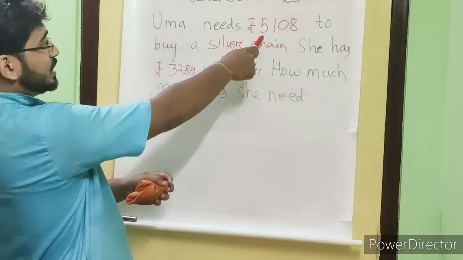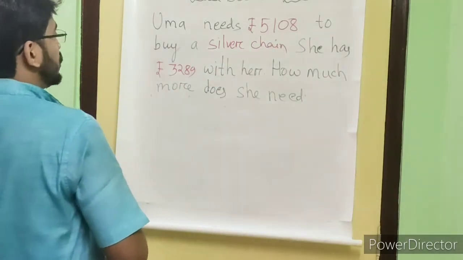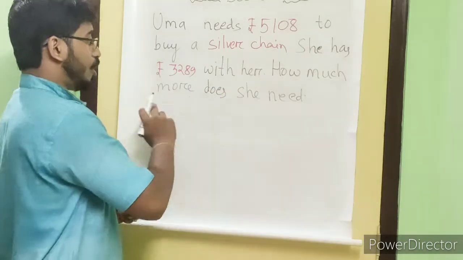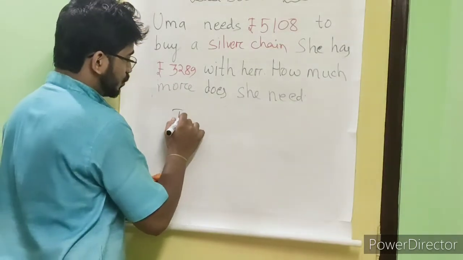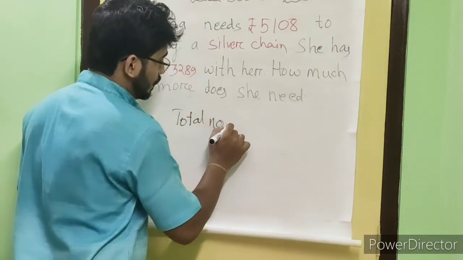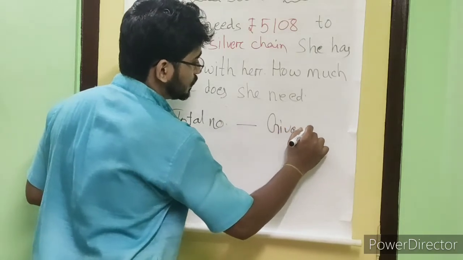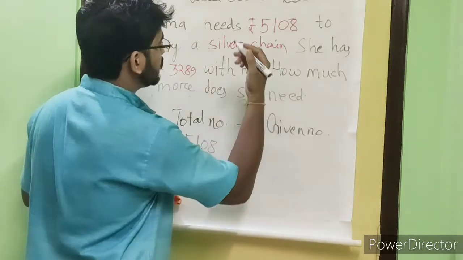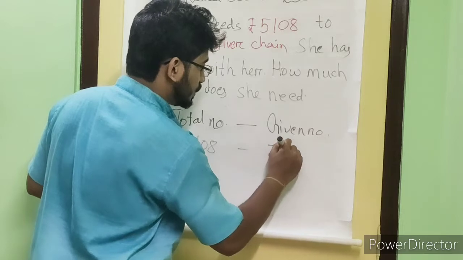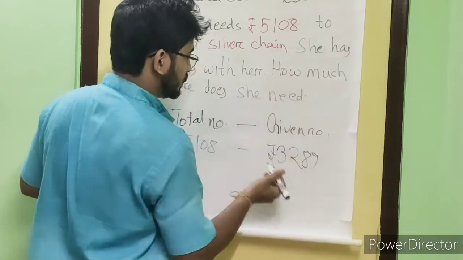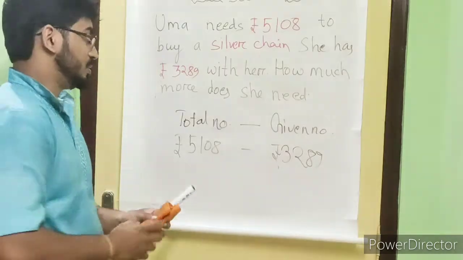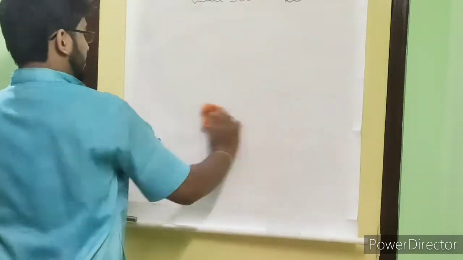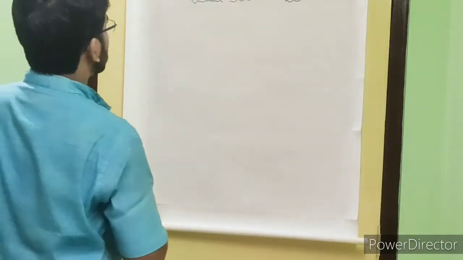Now, Uma needs rupees 5,108 to buy a silver chain. She has rupees 3,289 with her. How much more does she need? Again the same thing, total number minus given number. So total number is rupees 5,108 minus given number is rupees 3,289. Now we need to write the statement. So let's not waste the time and let's write the statement. Okay.